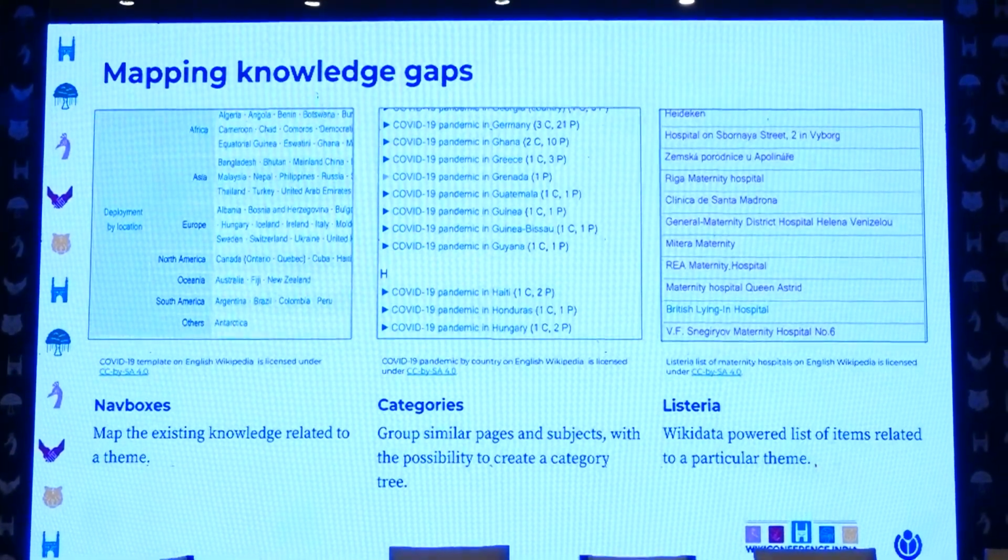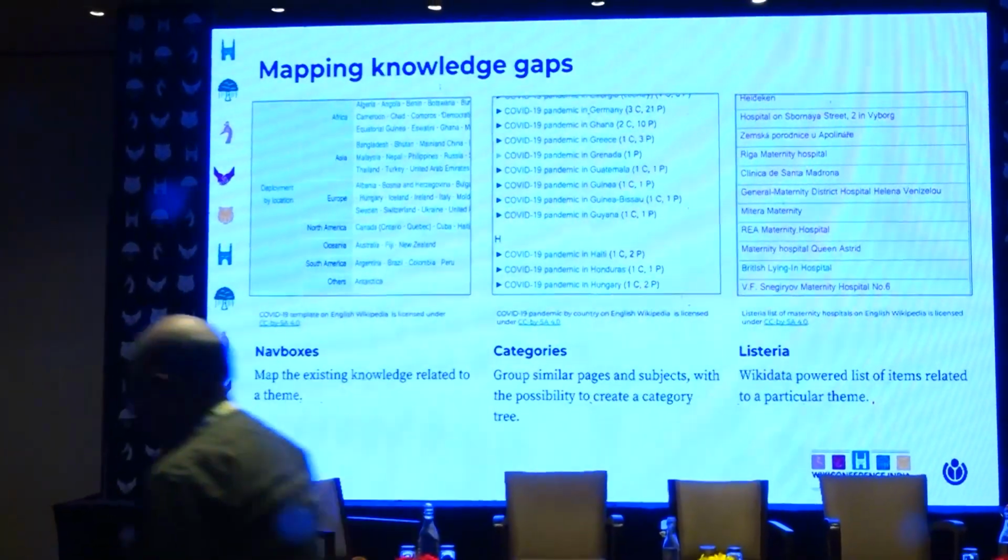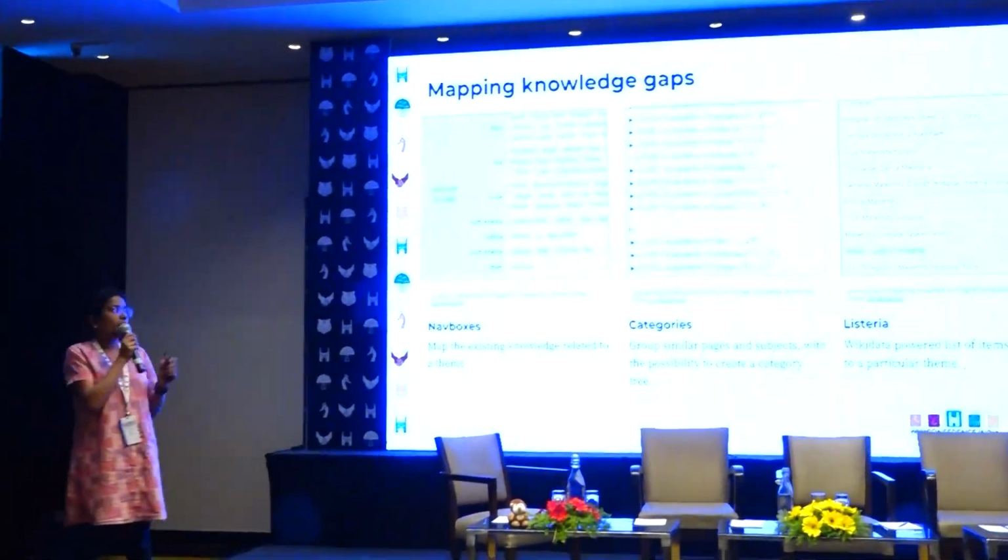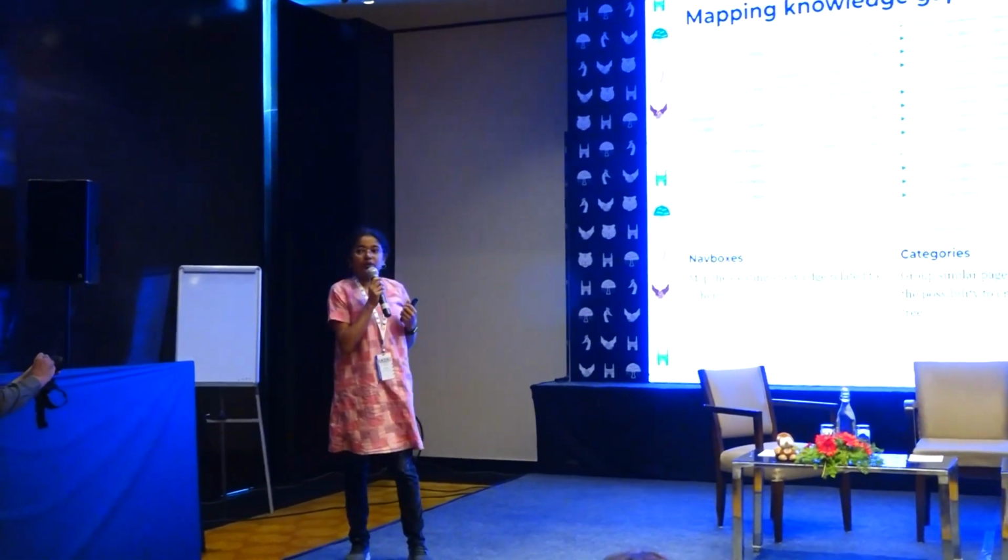Third is Listeria. Listeria is a tool powered by Wikidata. So you can write a small code within Listeria to create a list of articles related to a particular theme or a topic. So here I have created a list of maternity hospitals from around the world. You can see that some of them are red links, and they are red links because Wikidata knows about that hospital, but English Wikipedia doesn't know about that hospital. So you can see all these red links about a theme in one place, and it helps you to bridge the knowledge gaps related to that particular topic.